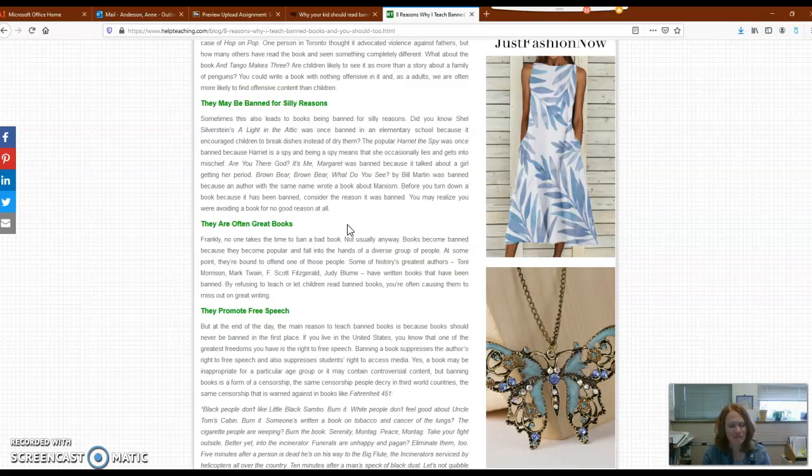If you know Harriet the Spy, it's one of my favorite books from when I was little. Well, that's been banned or people tried to ban it in an elementary classroom because they thought spying means that you would tell too many lies and be mischievous. Okay? How you want to do that, it's up to you. Are You There, God? It's Me, Margaret was banned because it talked about a girl getting her period. Well, that's biology, so take that or leave it.